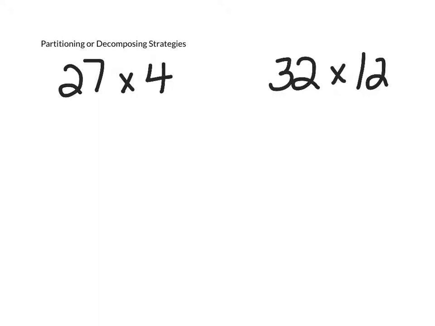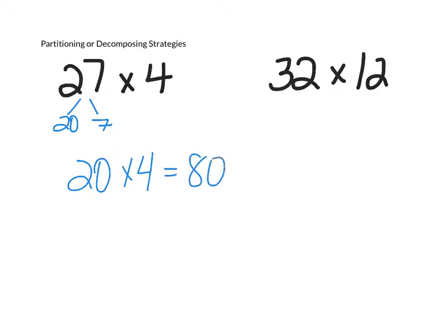To do 27 times 4, I'm going to decompose the 27 into 20 and 7. So I'm going to do 20 groups of 4, which is 80. And I'm going to do 7 groups of 4, which is 28. So together that will give me 108. And I know that works because I needed 27 groups of 4, and I have 20 groups and 7 groups.